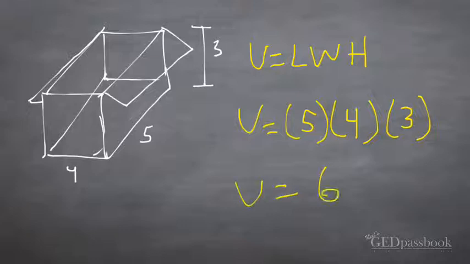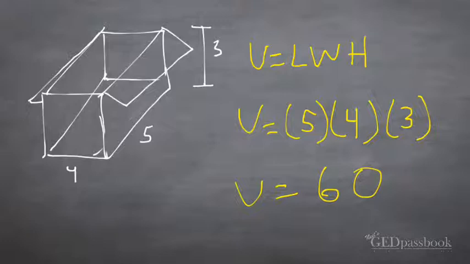Volume equals 60. 60 cubic feet, 60 cubic inches. That never matters, trust me. You're just looking for the one that has the 60. That's how much space it holds inside, which means you can put 60 cubic feet worth of stuff inside of this box.